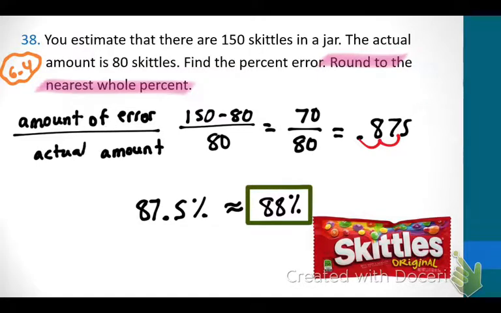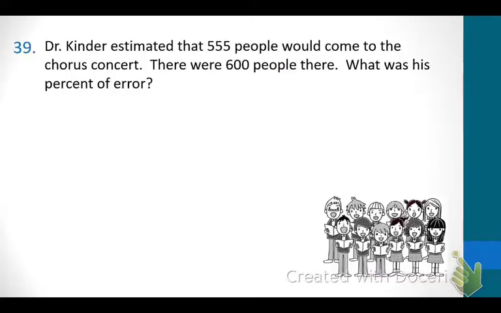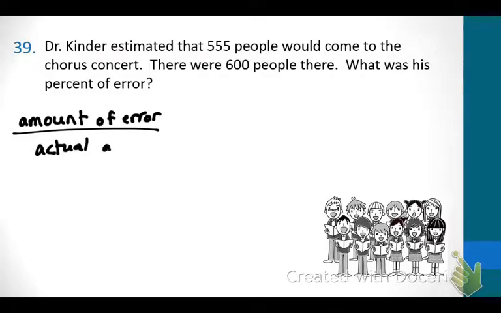If you did not get that, please erase it and fix it. How many of you would say you did get that correct? Okay, for the next one, Dr. Kinder estimated that 555 people would come to the chorus concert, but he was wrong. His guess was not right. How many people were there? 600. There were 600, so we want to find his percent of error. Once again, we're going to take the amount of error, or how much he was wrong, and divide it by what? The actual amount of people who were there. Shania, how do I find his amount of error?